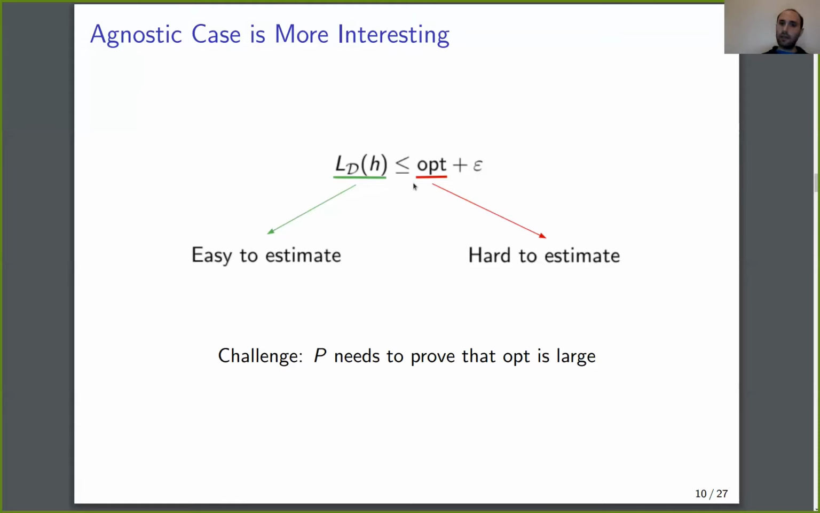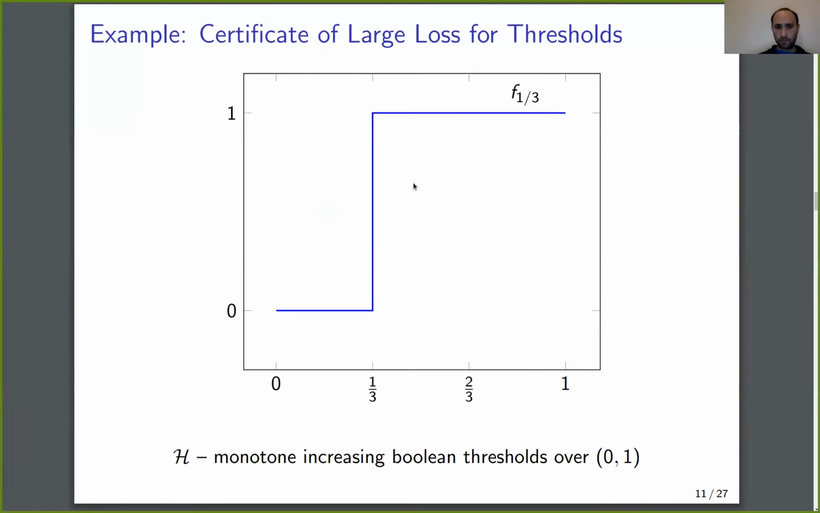And now let's see an example where this is actually possible in the agnostic case. This is a very simple example, and the main point is that we are able to get a separation between the sample complexity of learning and verification, also in the agnostic case. So the class of hypotheses that we're using is this class of monotone increasing Boolean thresholds. So it's just threshold functions like this that start off as being 0, 0, 0, and then at some point they jump up and continue to be 1, 1, 1 from there on. So this is our class of hypotheses.